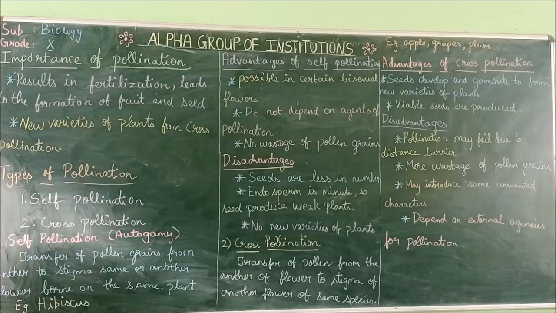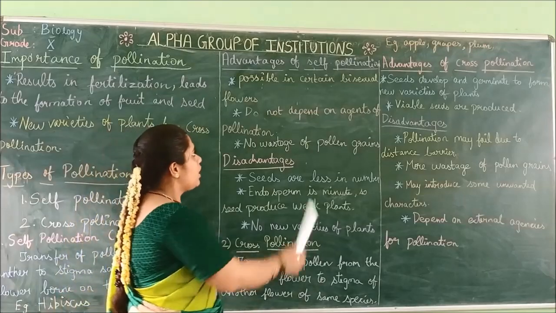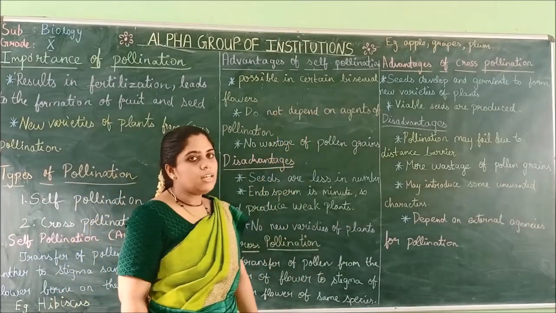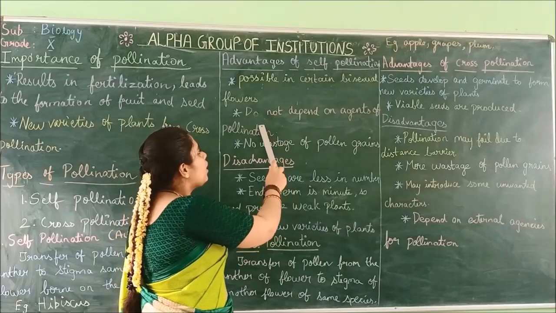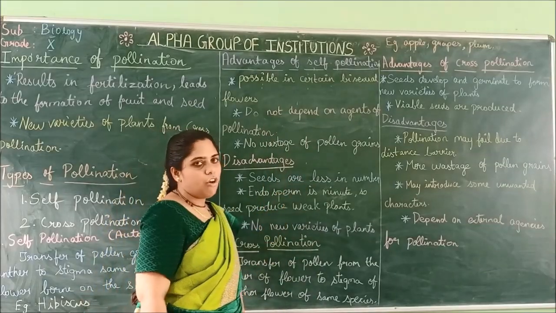Self-pollination means autogamy. It is called autogamy because it does not need any help. It can pollinate independently. When pollen grains transfer from the anther to the stigma within the same plant, it is called self-pollination. Then we saw a few advantages. It is possible in bisexual flowers. It does not have to depend on any agents, and there is no wastage of pollen grains.